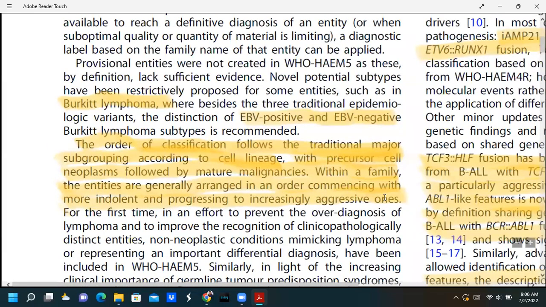So the order of classification follows traditional major subgrouping according to cell lineage, with precursor cell neoplasms followed by mature. Obviously that's what previously used to happen as well. Within a family, the entities are arranged in the order commencing with more indolent, progressing to increasingly aggressive ones. So that we saw.